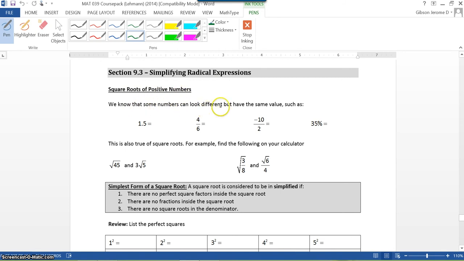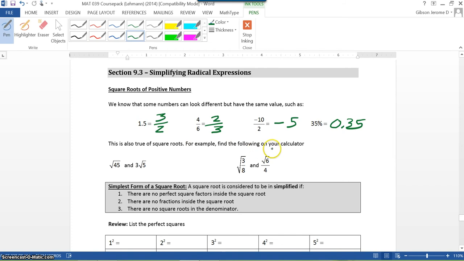We know that some numbers can look different but have the same value, such as 1.5, which we know can be written as 3/2. 4/6, if we simplify that, can be written as 2/3. -10/2 is -5, and 35% can be written as 0.35. Now, this is also true of square roots.